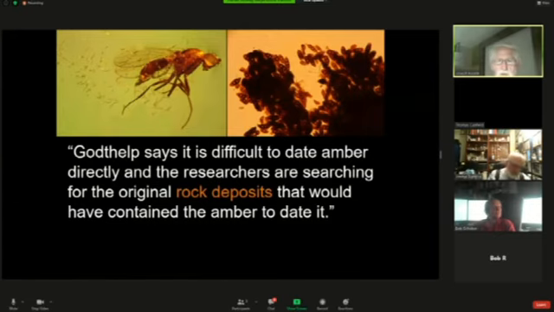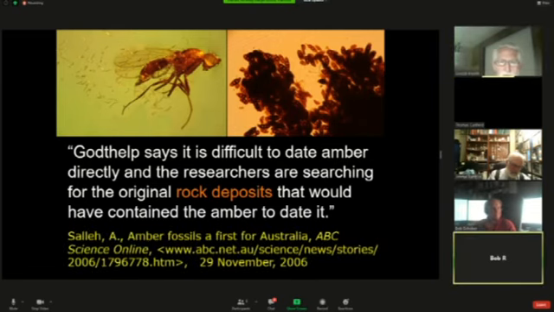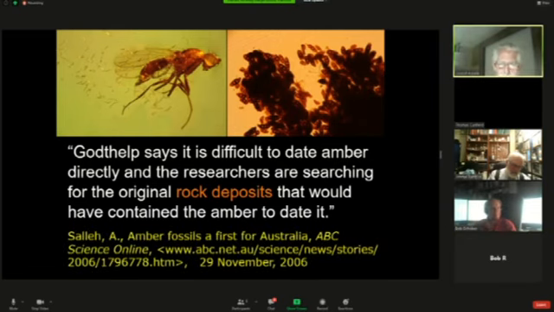And so one of the fellows who's doing research currently says it's difficult to date amber directly. So what they try to do is date it by dating the rock layers in which the amber is found. We've heard this story before in other settings. And so here is the reference for that quote, if someone wants to look it up, as you will have these slides.